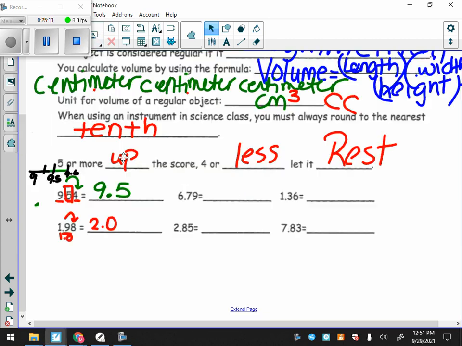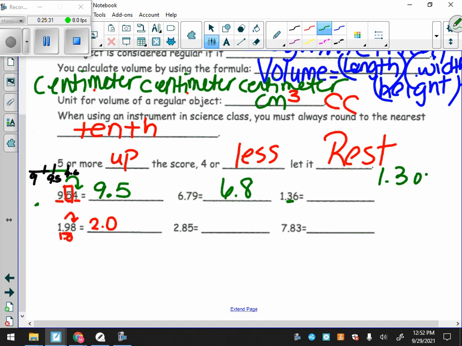Which one do you want to do next? Go 6.79. What's the answer, Carl? Good. This one, 1.36. What's the answer? Thomas. So what are your choices? The 3 could be 1.3 or 1.4. What is it closest to? 1.4. Because if it's greater than 5, you up the score. The 6 is greater. It becomes closer to this.